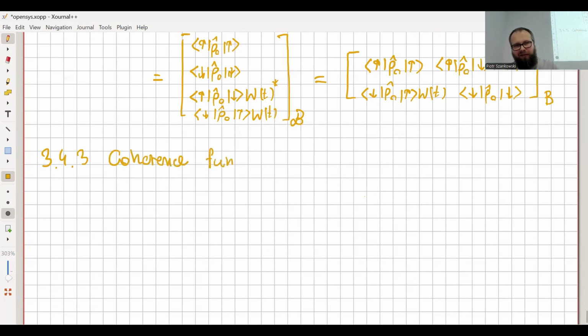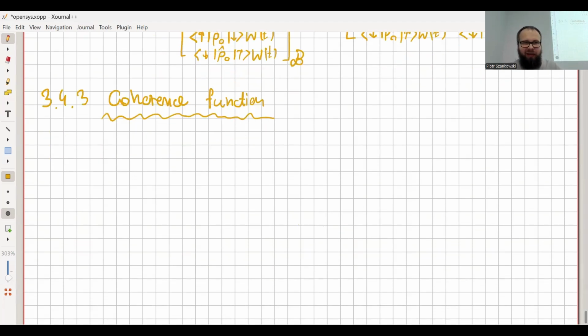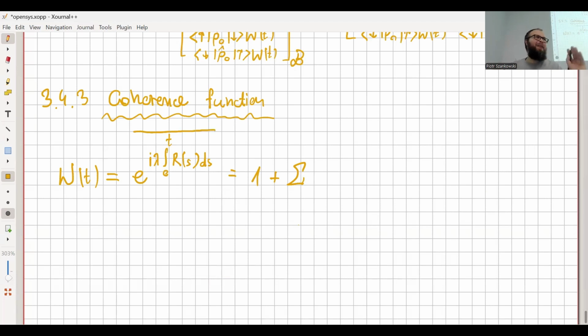Coherence function. Next step. So coherence function W is simply the exponent of i lambda, the integral from 0 to t of the stochastic process. So it's just a number, right? It's just a number. But we can expand the exponent. Oh, sorry. I forgot the most important thing. It would be super trivial, but there is an average here, right? This is what makes it non-trivial.